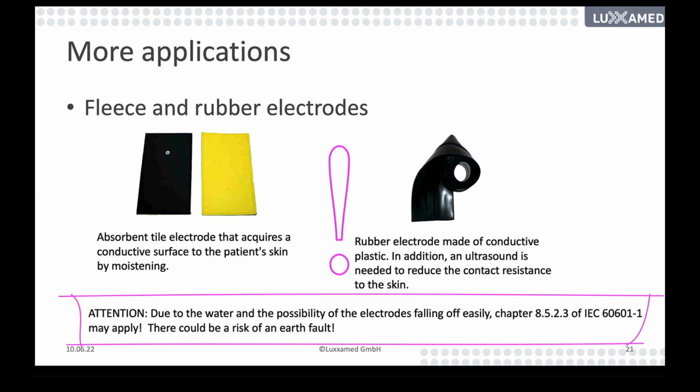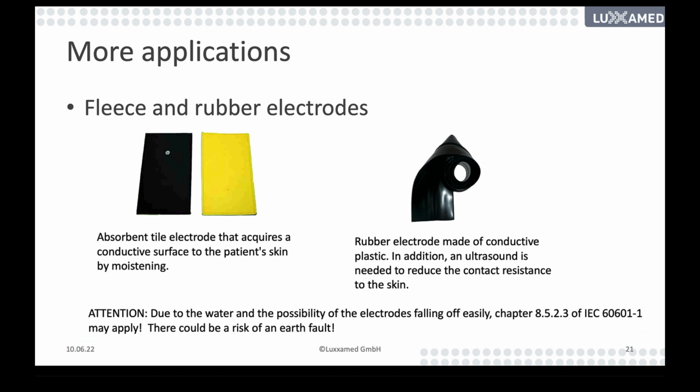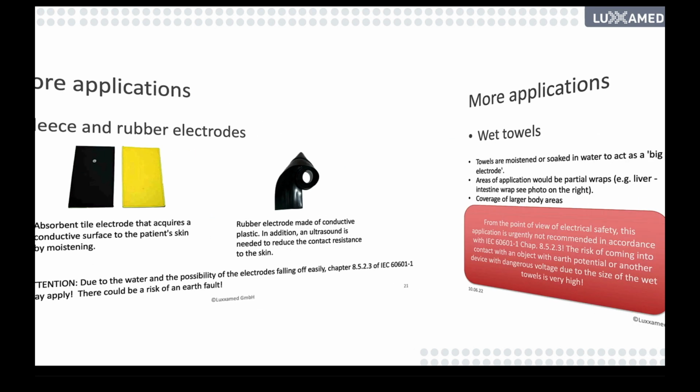But here also take attention if you use water with an electric medical device, and you have the possibility that the electrodes are falling down or falling off easily. Remember chapter 8.5.2.3 of the IEC 60601 Part 1, because there's a high risk of an earth fault, that you have, or a connection to a dangerous voltage or something like this.